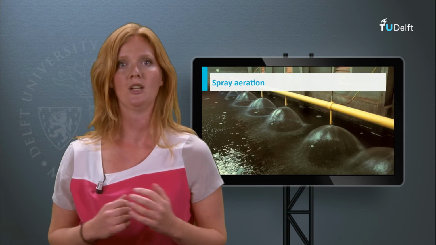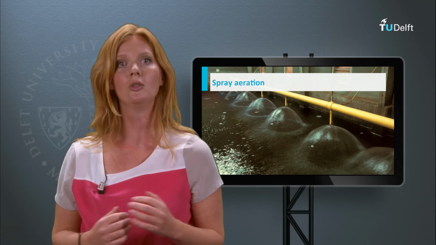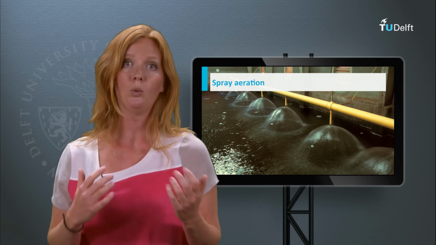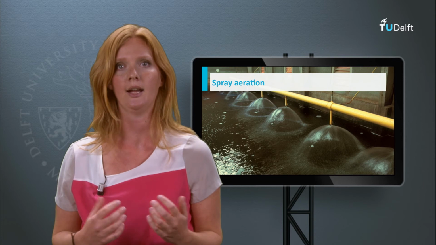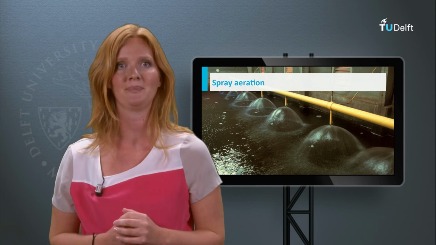Let's start with spray aeration. As the name suggests, the water is sprayed through the air onto the water surface, a solid body or against another spray of water. In all cases, the water is distributed over a large area in order to increase its contact surface area with the air.